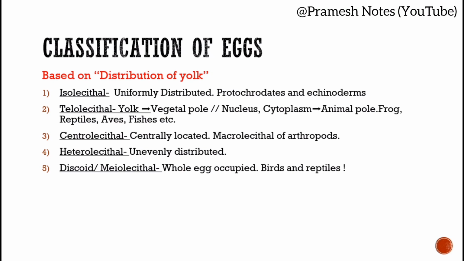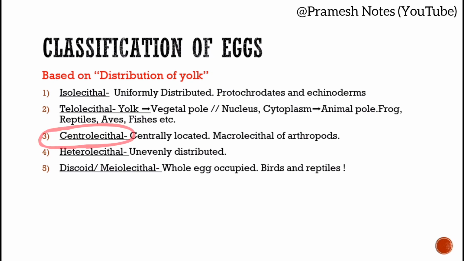On the basis of distribution of yolk, eggs are classified as isolecithal, telolecithal, centrolecithal, heterolecithal, and myolecithal. In isolecithal, yolk is uniformly distributed in the cytoplasm, like in protochordates and echinoderms. In telolecithal, yolk is concentrated toward the vegetal pole. The nucleus and major part of the cytoplasm is displaced to the animal pole. It occurs in frogs, reptiles, apes, and fishes.